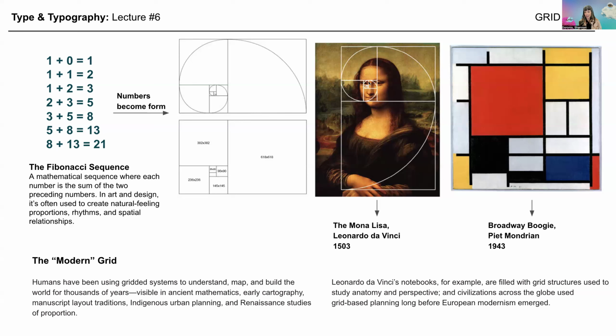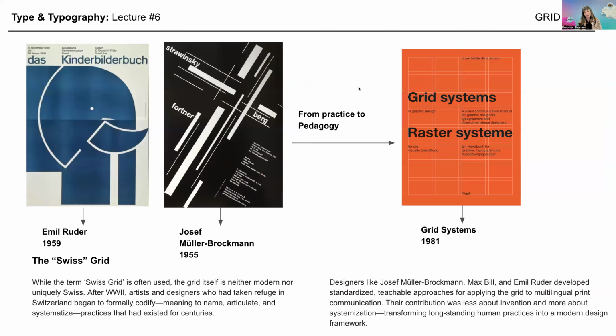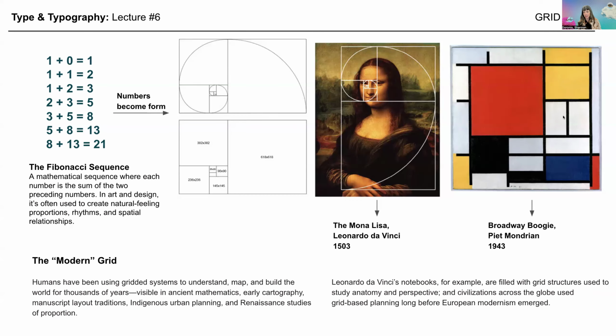You can see here in the Mona Lisa, Leonardo da Vinci, he was really big on the Fibonacci sequence in the grid. Vitruvian Man, that man spread out, that is a grid that illustrates proportion. We can also see the same or similar grid proportions and ratios used in this painting by Piet Mondrian, 1943, titled Broadway Boogie. So in modernity, the modern grid, humans have been using gridded systems to understand, map, and build the world for thousands of years.